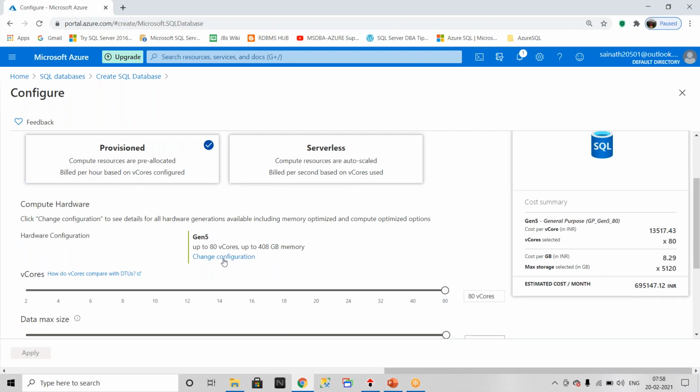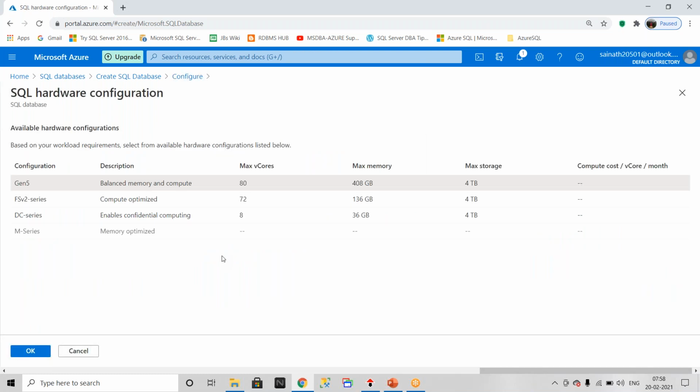I wanted to change my hardware configuration. So I have three types, and now one more type is added. Earlier, like 2 or 3 months back, we had only three: Gen 5, FS V2 series, and M series. Gen 5 is the balanced one, where you will get balanced resources like CPU, memory, and storage. When you go for FS V2 series, it is compute optimized, sir.